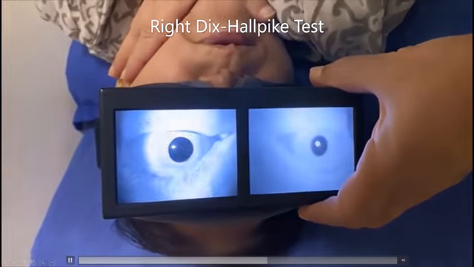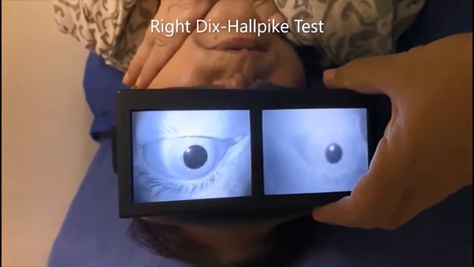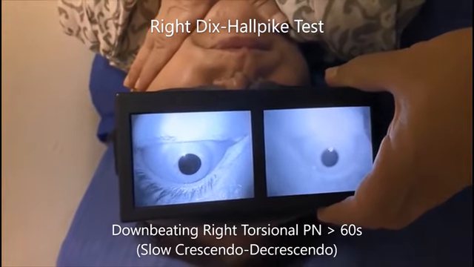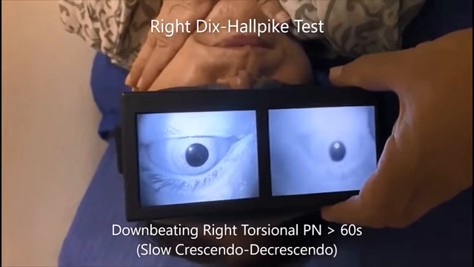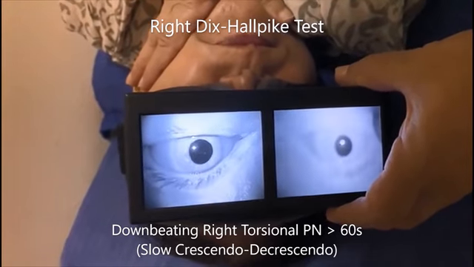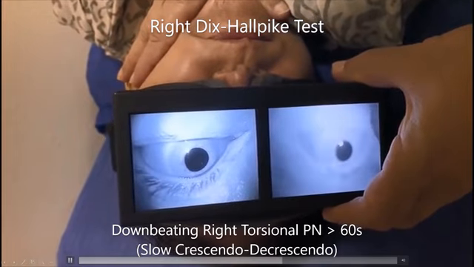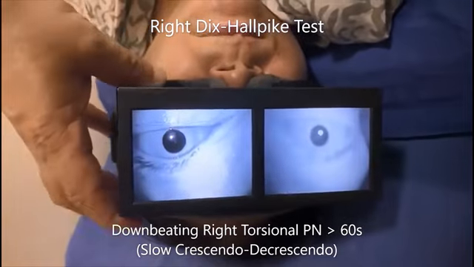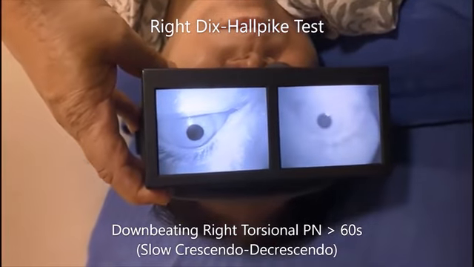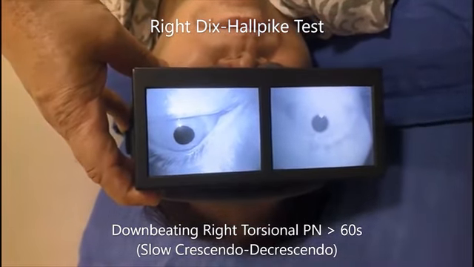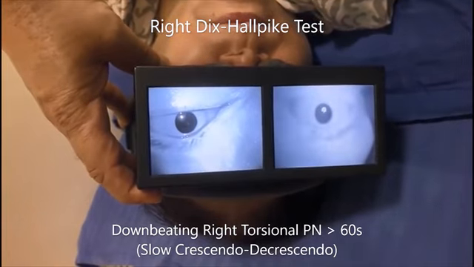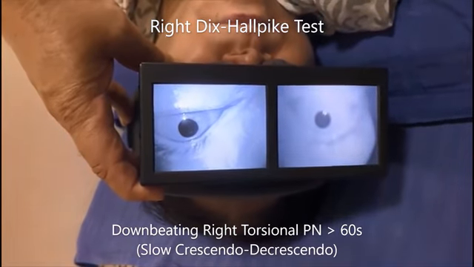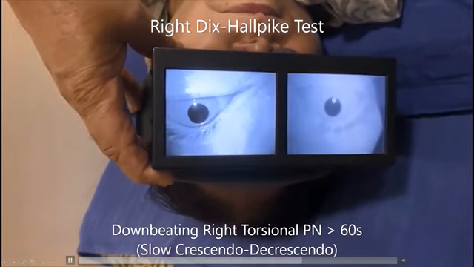Right Dix-Hallpike test shows a slow decrescendo, slow downbeat nystagmus with right torsional component. The upper poles of the eyes, the left eye is more clear, are torsionally beating towards the patient's right. So this suggests an additional canalolithiasis in the non-ampullary arm near the crus commune of the left posterior semicircular canal.